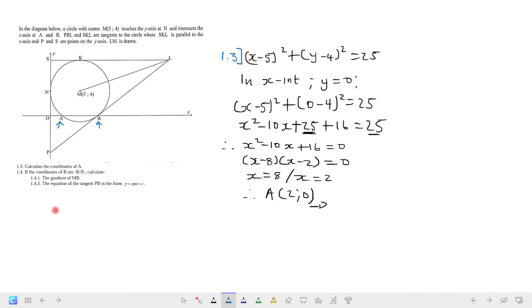Now let's look into the next one, which is 1.4.2. It says let's determine the equation of the tangent PB in the form of y equals mx plus c. Here we have the gradient of this line, so now we want to calculate the gradient of this one. How are we going to do this? We can see that MB is a radius, and PBL is a tangent. A radius is always perpendicular to a tangent, but we need to state that first.